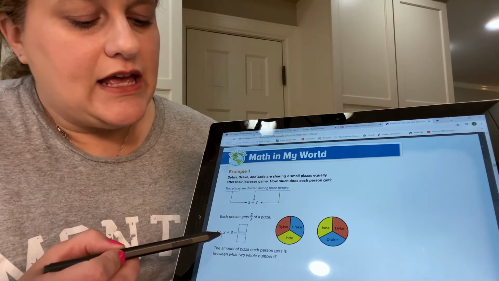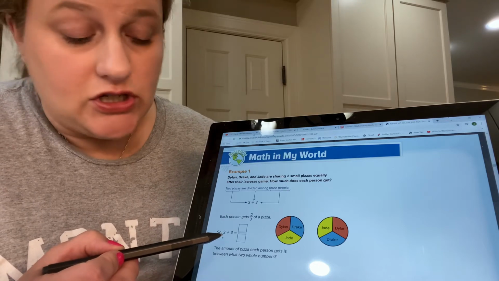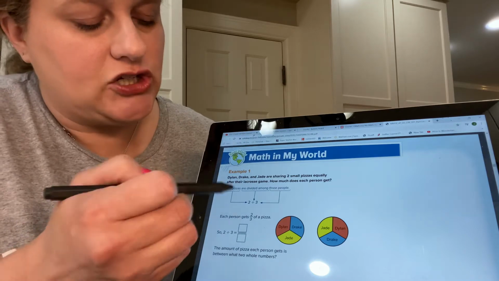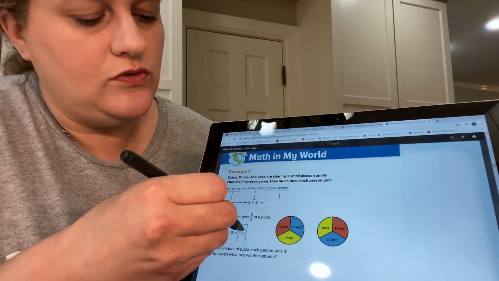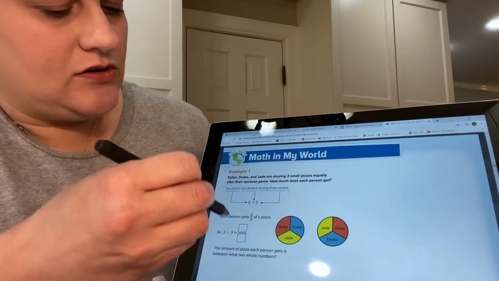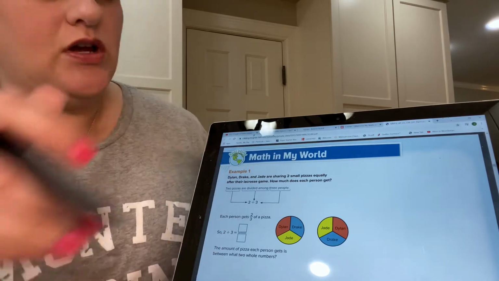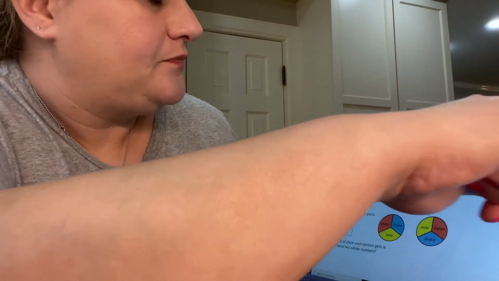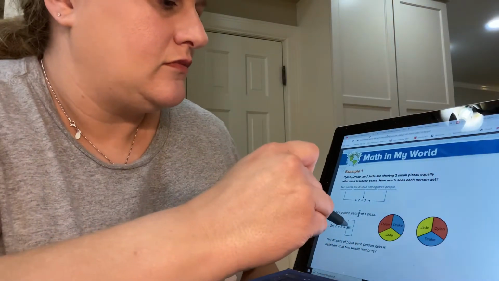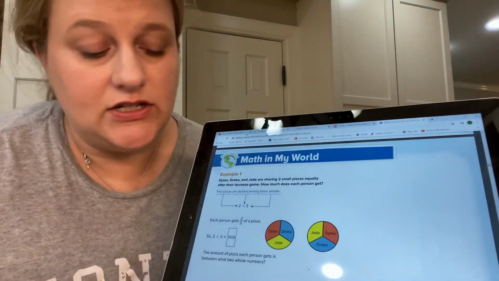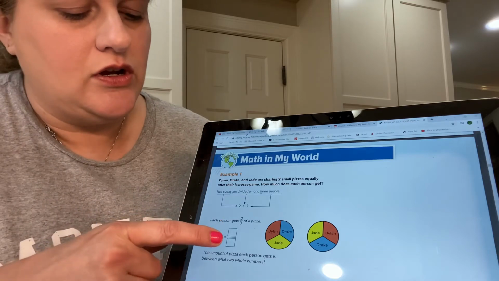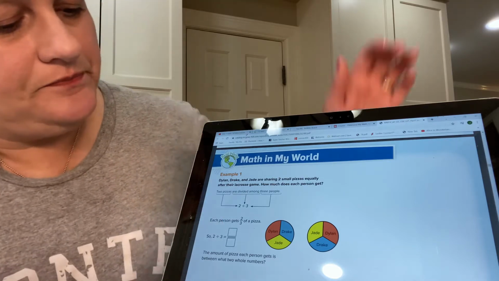So written as division like you're used to, 2 divided by 3 is the same as the fraction 2 over 3. Well, of course, that's not going to work for me. It's no different than my smartboard in class, I suppose. It's not going to do it. So you would put 2 over 3 right here.